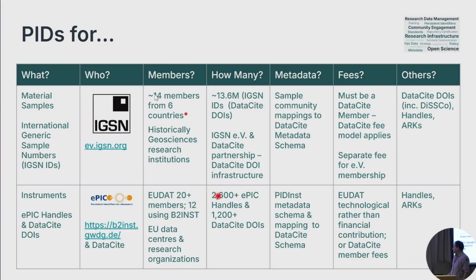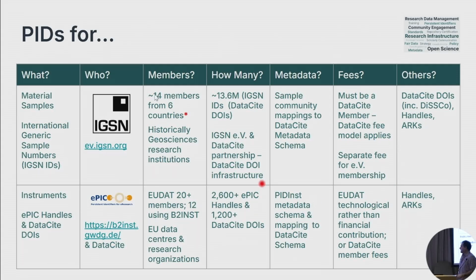There are about 4,000 ePIC handles and DataCite DOIs for instruments. It has a very specific mapping that was developed in the Research Data Alliance called PID-INST. That's directly mapped into the DataCite schema, but is used wholly within B2INST.